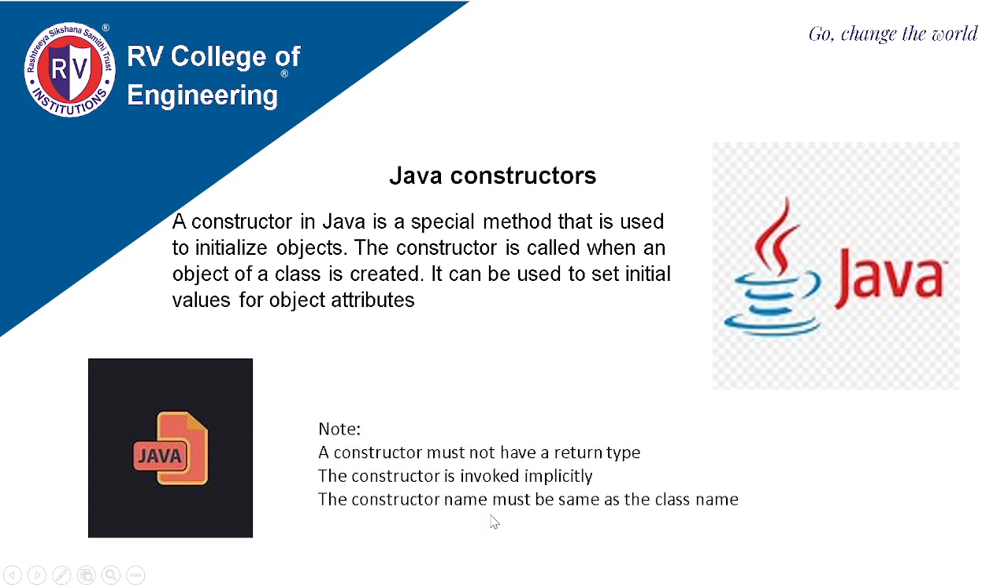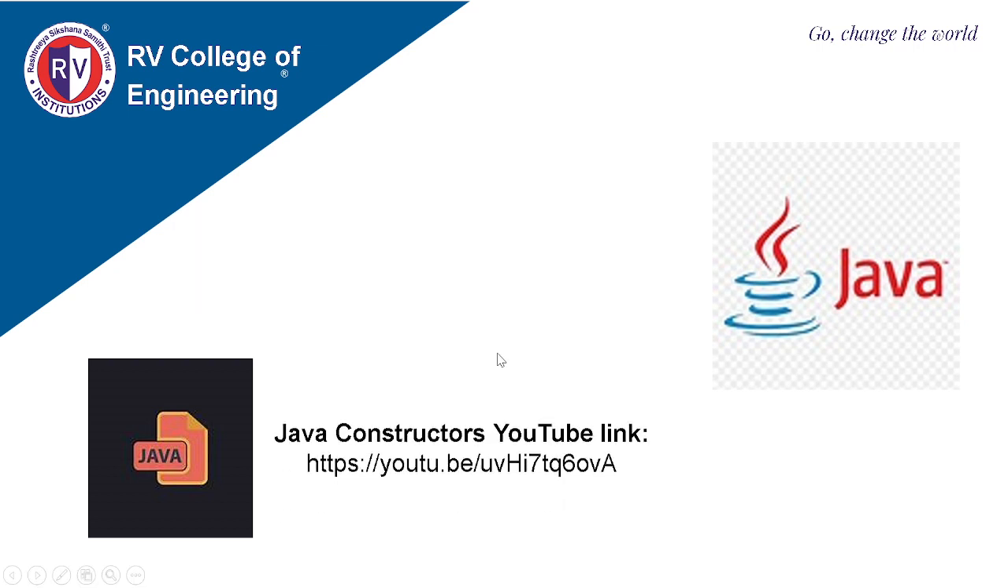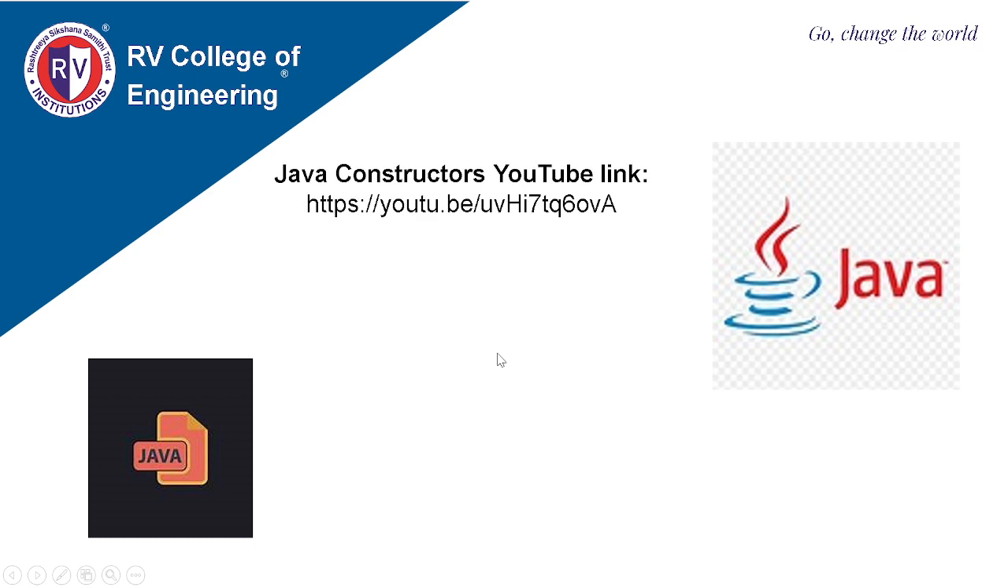A constructor must not have a return type. The constructor is invoked implicitly. The constructor name must be the same as the class name. If you want to learn more about constructors, you can visit this YouTube link.